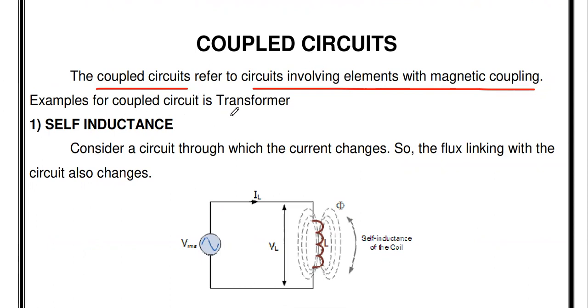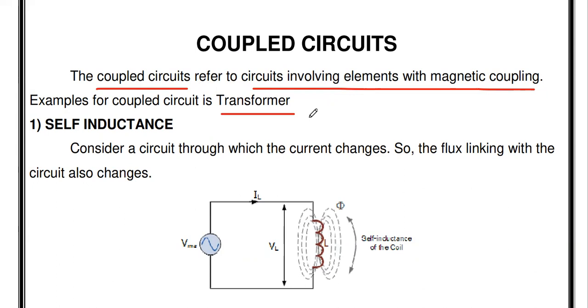A very good example of a coupled circuit is a transformer. In a transformer there is a primary winding and a secondary winding. There is no direct connection between the primary and secondary winding, but they are closely placed. So we give input in the primary winding. The transformer may be a step down transformer or a step up transformer, and depending on that, the voltage is coupled to the secondary winding, and we get either step up voltage or step down voltage in the secondary winding. So the transformer is a very good example of a coupled circuit.